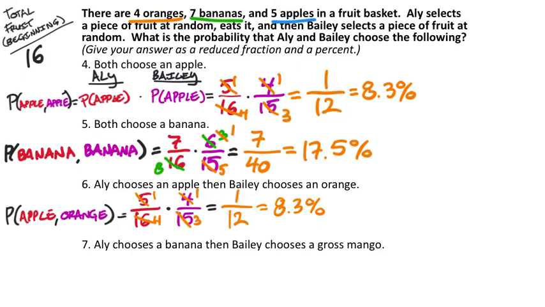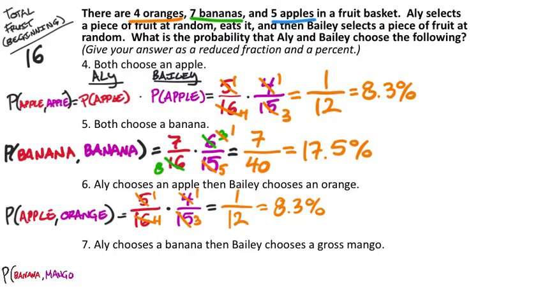So number 7, it looks like Allie will choose a banana and Bailey will choose a gross mango. Well, I don't think mangoes are gross, but apparently someone does. So let's go ahead and put this in there. Just put the probability in first. So yeah, we'll start with our probability. And Allie first is going to choose a banana. You've seen one of those before. And then Bailey will choose a mango.